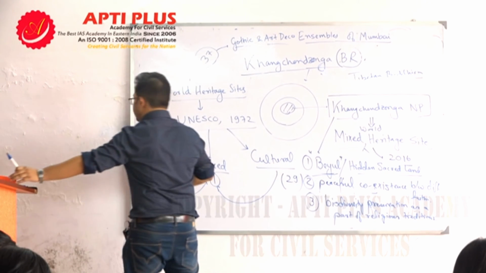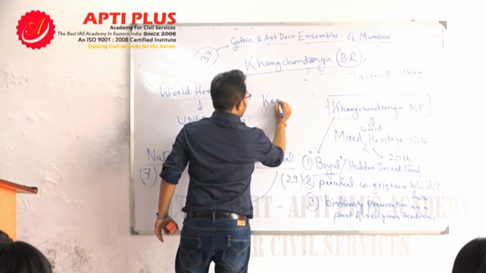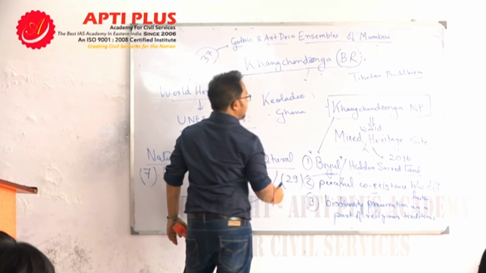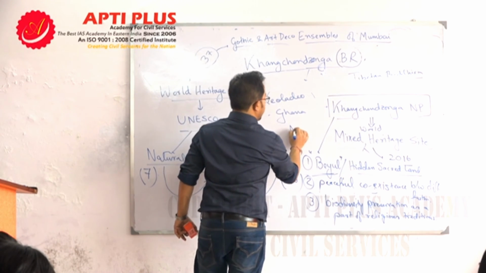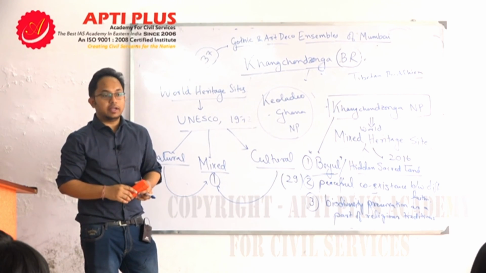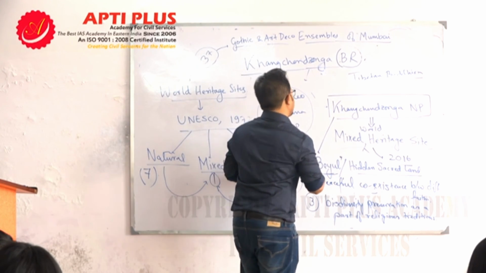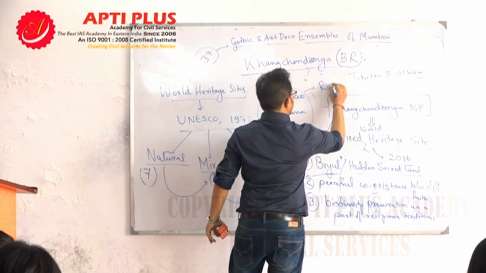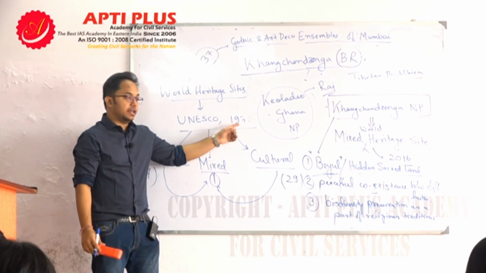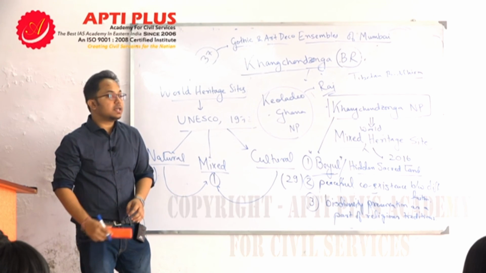Next, are you aware of Keoladeo Ghana? Keoladeo Ghana, it's a national park. It is also a natural world heritage site. Where is it? Rajasthan. Keoladeo Ghana is in Rajasthan. It is a national park. It is also a natural world heritage site. It is also a Ramsar site.